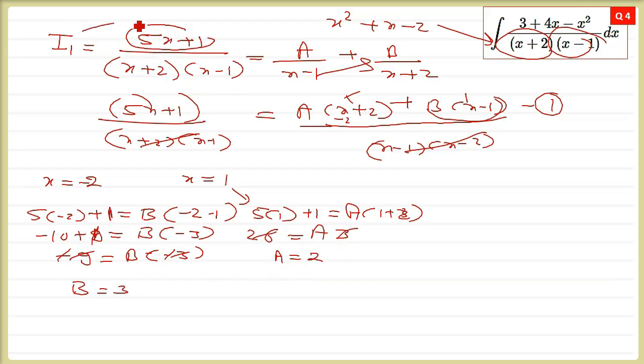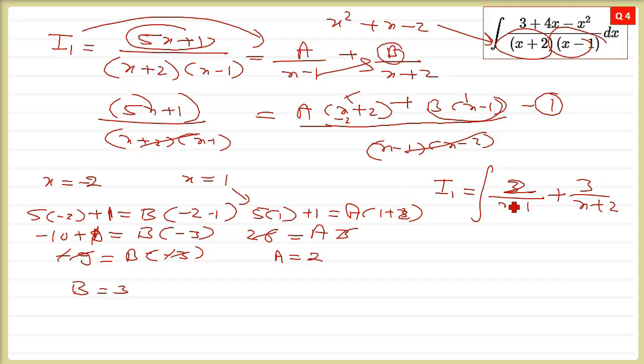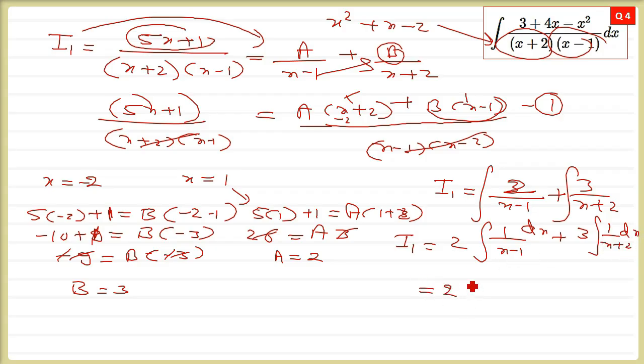Put it in this equation here. So let me write it here. I1, I call it initially. So this will be a is 2, b is 3. So just change it: 2 divided by (x − 1), b is 3, 3 divided by (x + 2). Now we have to integrate this. When you integrate this, you can take this constant 2 as a constant. So I1 will be 2 times the integration of 1 by (x − 1) dx plus 3 times the integration of 1 by (x + 2) dx. This will be 2 log modulus of (x − 1) plus 3 log modulus of (x + 2) plus a constant of integration.